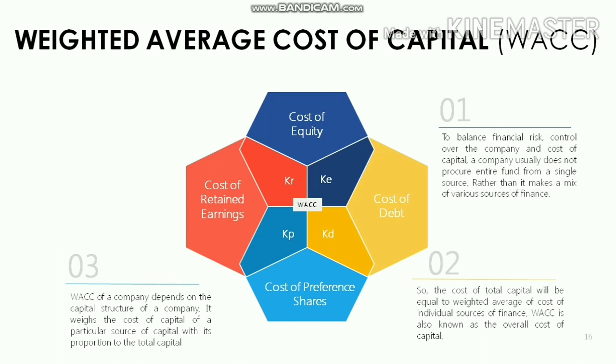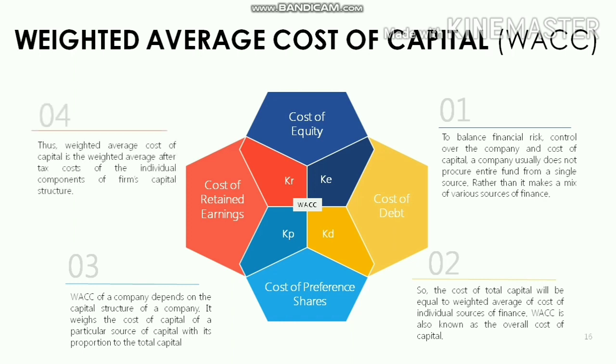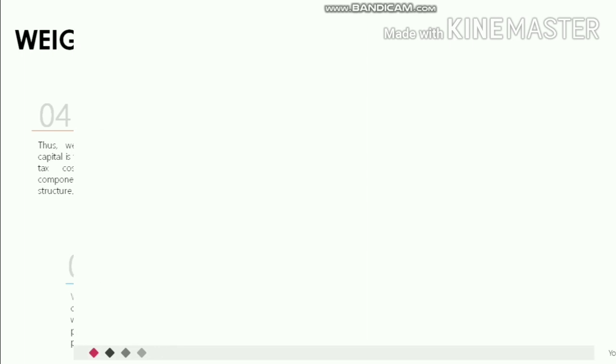It weighs the cost of capital of a particular source of capital with its proportion to the total capital. Thus, weighted average cost of capital is a weighted average after-tax cost of individual components of the firm's capital structure. That is, the after-tax cost of each debt and equity is calculated separately and added together to a single overall cost of capital. So these are the steps to calculate the weighted average cost of capital.